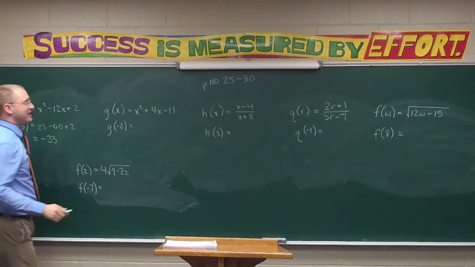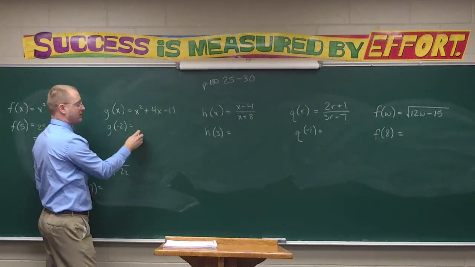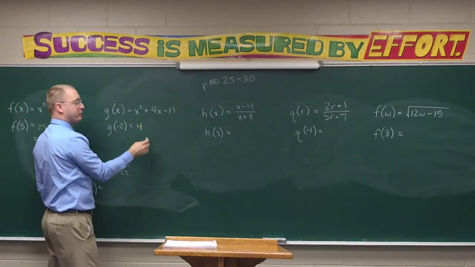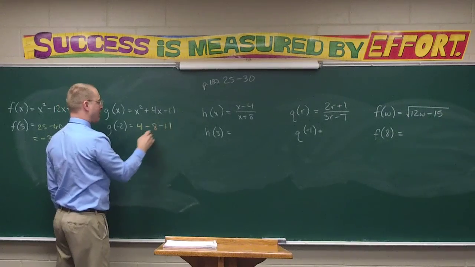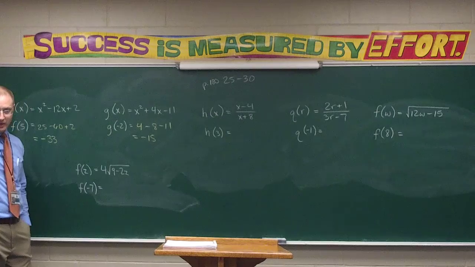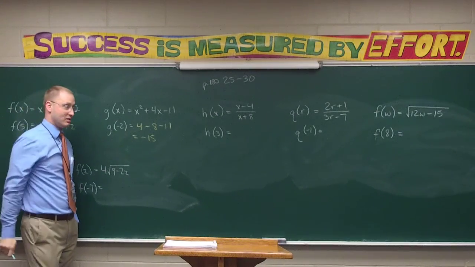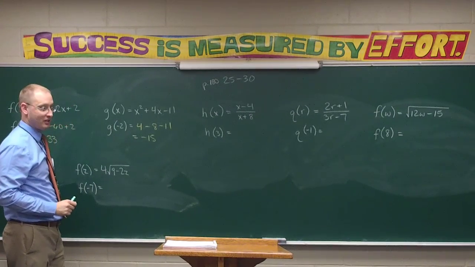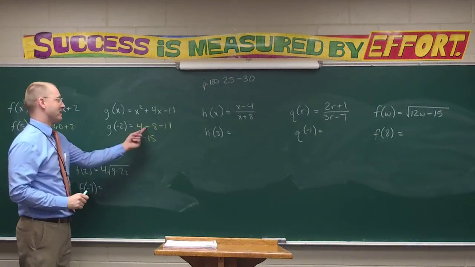All right, the next one, g of negative 2. So we're going to square the negative 2, we're going to multiply negative 2 times 4, and then subtract the 11. We end up getting negative 15 for g of negative 2. How many have that? Question? Did you have... Oh, you had the positive.